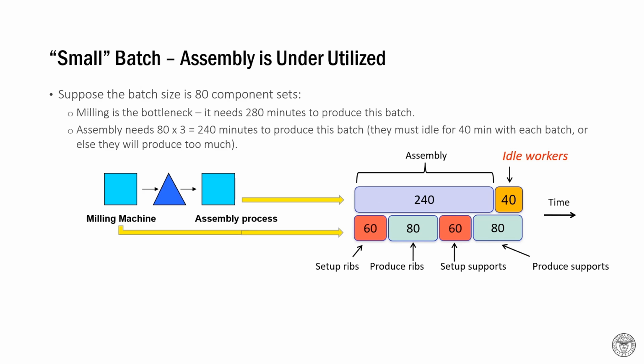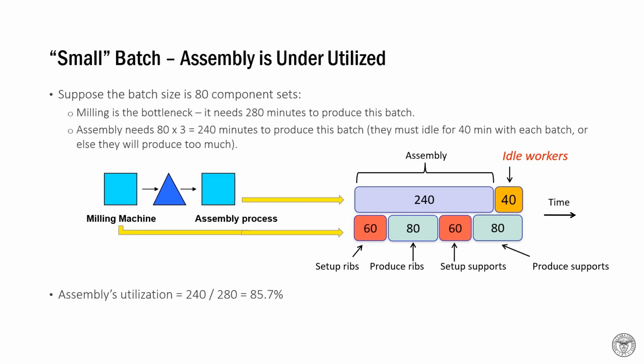In this scenario, the mini process becomes the bottleneck, requiring 280 minutes to produce a batch. Meanwhile, the assembly process only needs 80 times 3 or 240 minutes to produce the same batch. As a result, the assembly process must idle for 40 minutes with each batch to avoid overproduction.